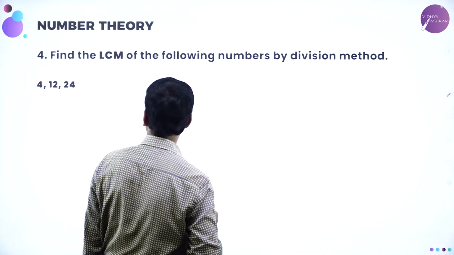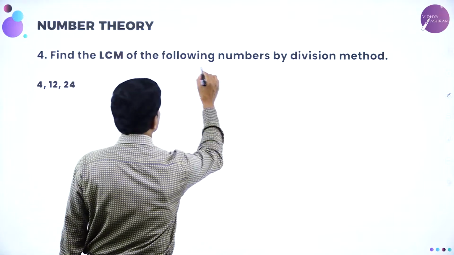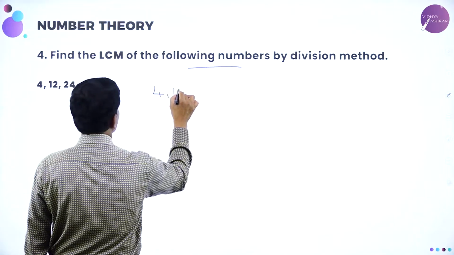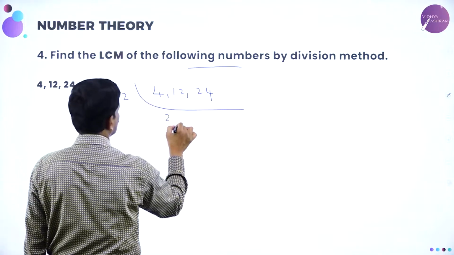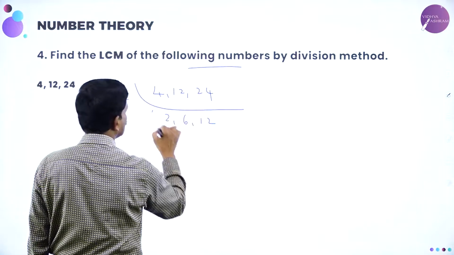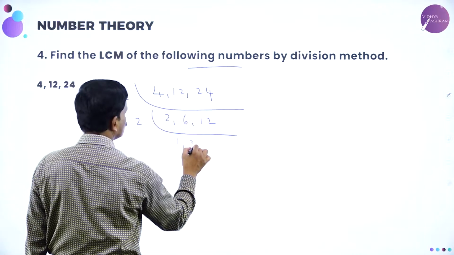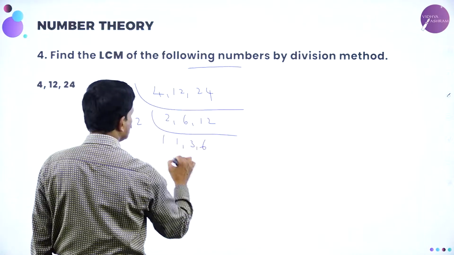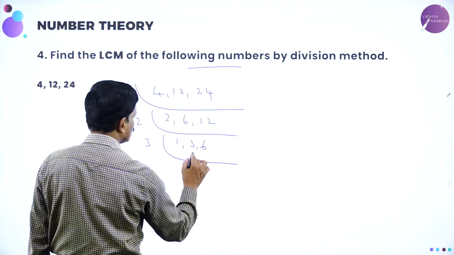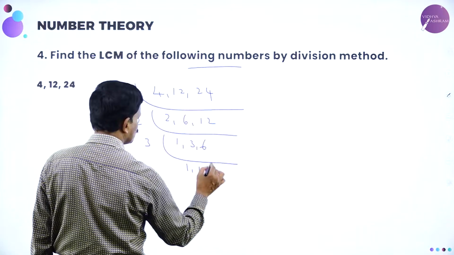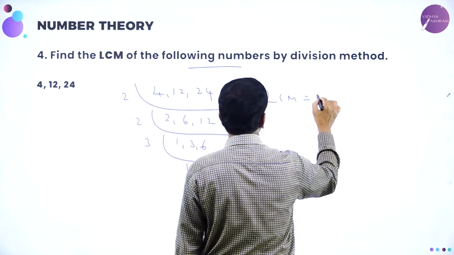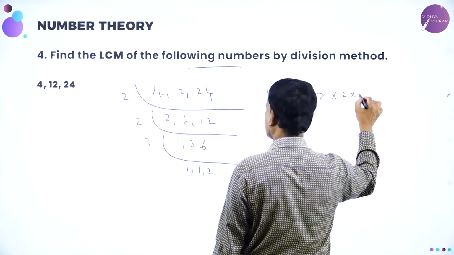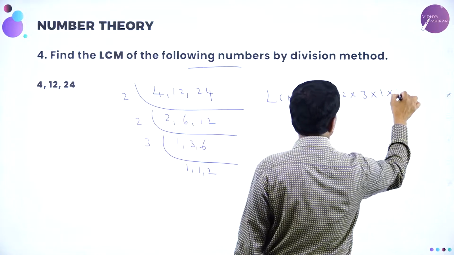Now let us take one more problem. Find the LCM of the numbers by division method: 4, 12 and 24. Let us start with 2. 2 2s are 4, 2 6s are 12, 2 12s are 24. Again you can start with 2. 2 1s are 2, 2 3s are 6, 2 6s are 12. Again you can start with 3. 3 1s are, 3 2s are. So therefore the required LCM is equal to 2 into 2 into 3 into 1 into 1 into 2.